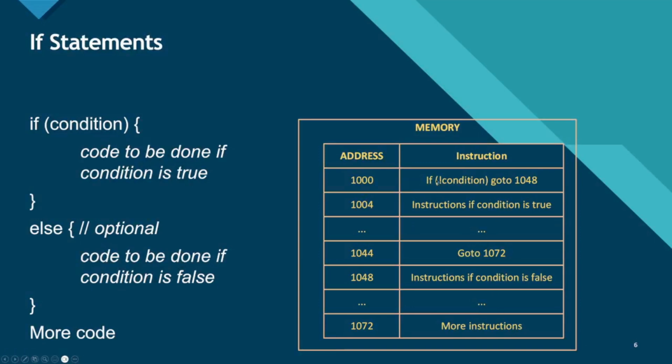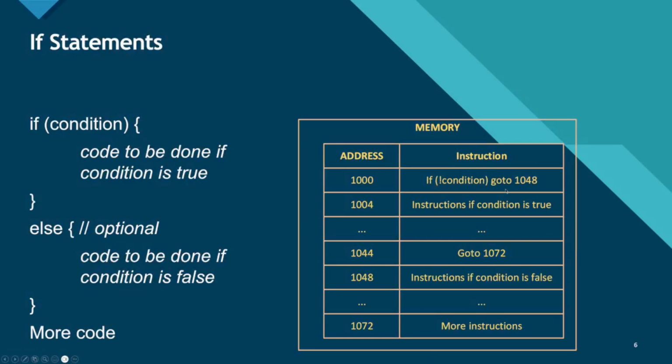On the other hand, if the condition is false, so if not this condition, so not true is false, not false is true, and the exclamation point represents not. So it's going to say not true, so not condition, which means false, go to 1048. So it's going to come down here. But if it is true, we evaluate these instructions here, skip the else block, come down here.